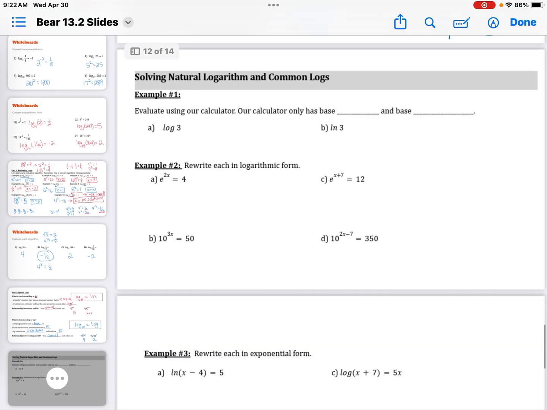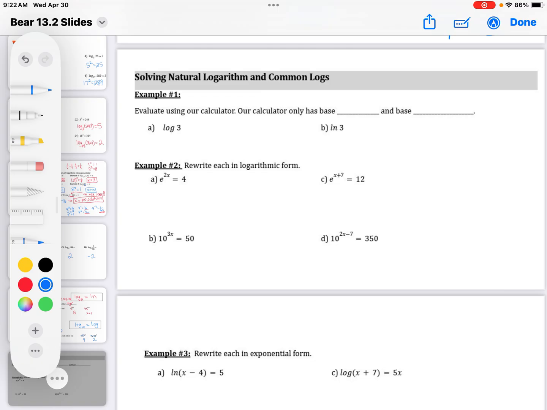So with that, let's talk about how to calculate using these. On your calculator, the only bases that we can have are base 10 and base E. Those are the only calculator buttons that we have with regards to logs. So if I do log 3 on my calculator, I'm going to type log 3, and I get 0.4771. If I do the natural log of 3, I get 1.0986. So that's how you would use the log button on your calculator.